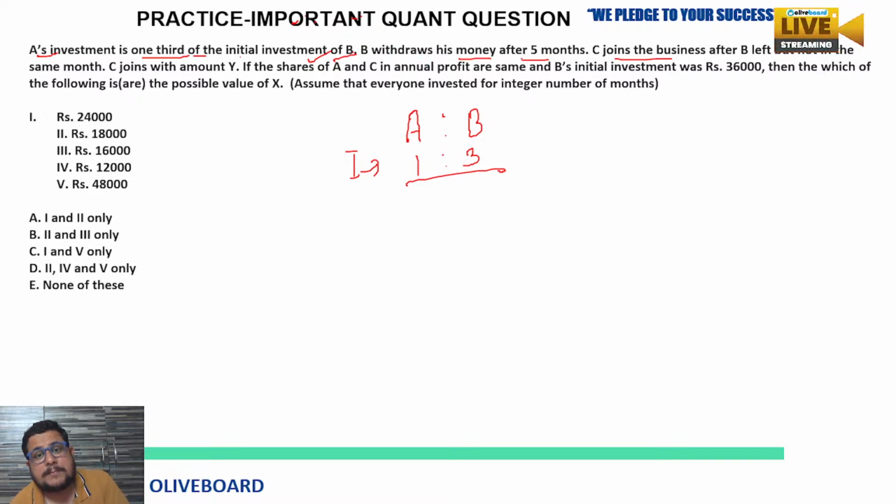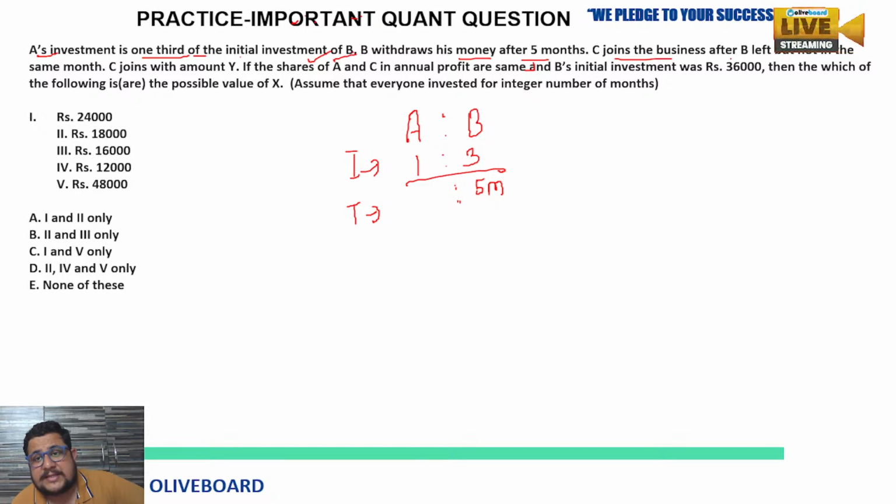B withdraws his money after 5 months. So we are talking about the time. B invested only for 5 months. Remember that. We're not talking about A now. Getting my point? Okay. And after 5 months.